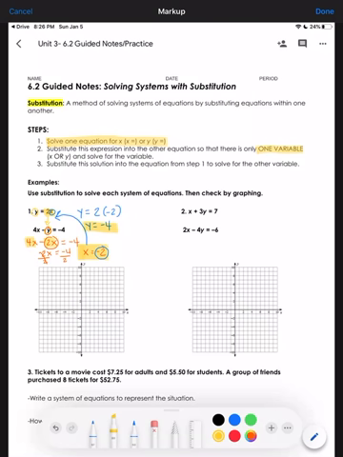So this first equation, y equals 2x, it's already in the form y equals mx plus b. I'm going to change to green here. Y equals mx plus b, where b in this case is 0. So that's my starting point. M equals 2, b equals 0.